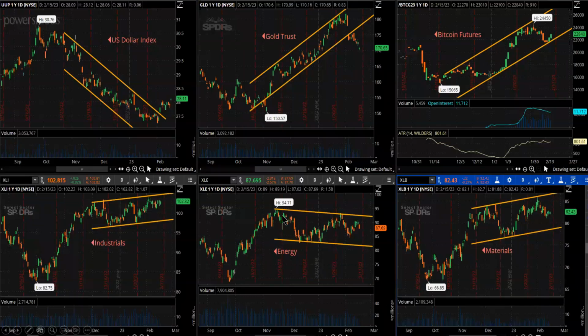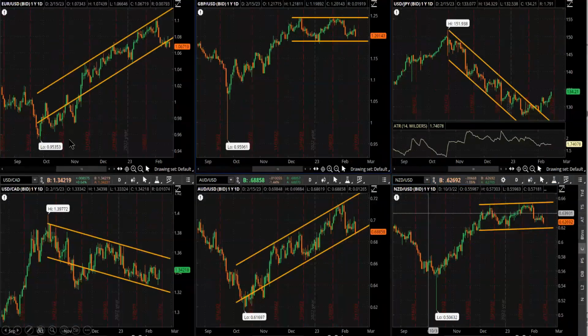XLE energy is also a corrective pattern, so it looks like a flag. We need to break through the top channel line for it to move higher, and I'd be buying on a dip. Here is XLB materials. This is also a sideways move, a weak uptrend, so we could come down.